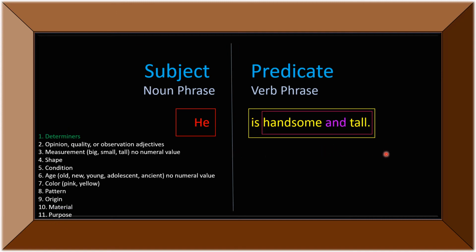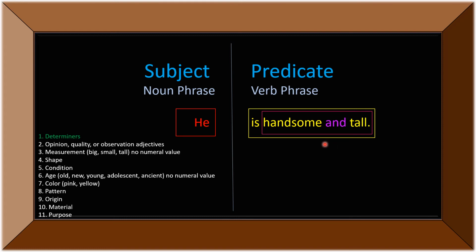He is handsome and tall. He is a personal pronoun in the subjective case. Is a stative verb and an intensive verb. So we know we're going to have a subject complement. This subject complement happens to be a predicate adjective. And what do we know about predicate adjectives?